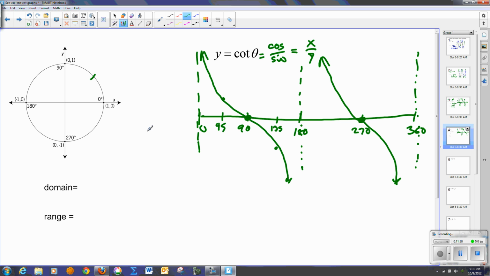Now, again, the period for cotangent is 180 degrees or pi. The domain is going to be any multiple of 180. So 180n is where I will get asymptotes, so it doesn't equal any of those. And my range, once again, is all reals.